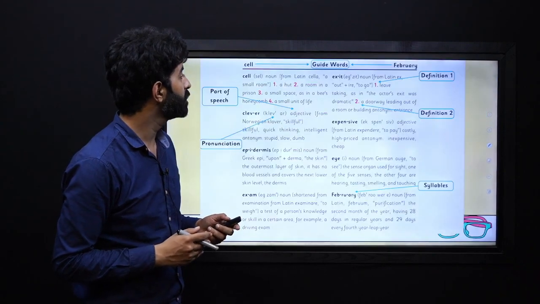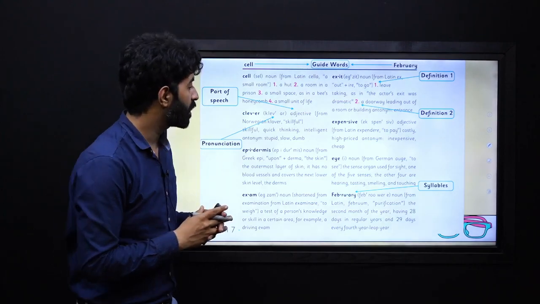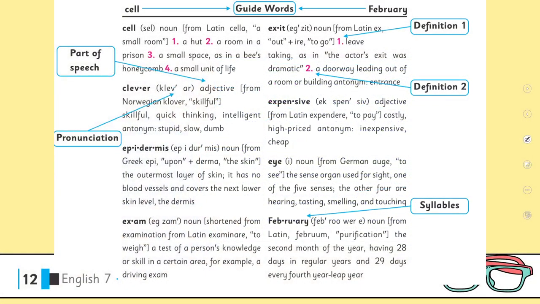And now, here we have a page from a dictionary. Let's talk about all the things that we can find in a dictionary. First, at the top of the page, you can see some words. These are called guide words because they guide us that the words we will find on the page start from this word until February. So the first and the last words are our guide words on the page of a dictionary.